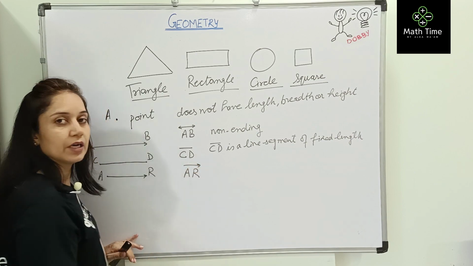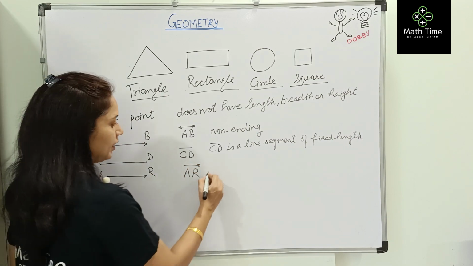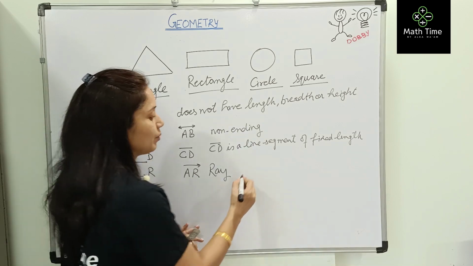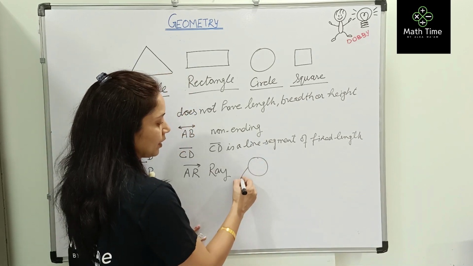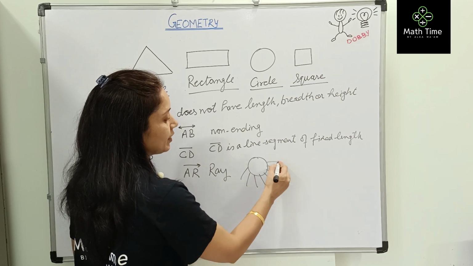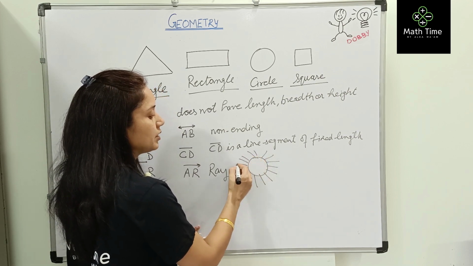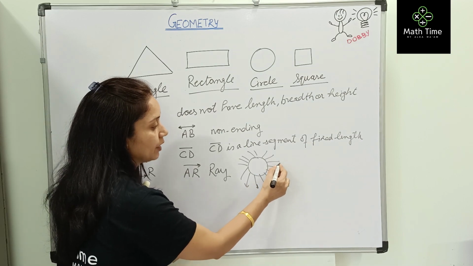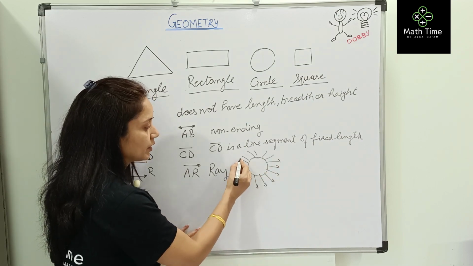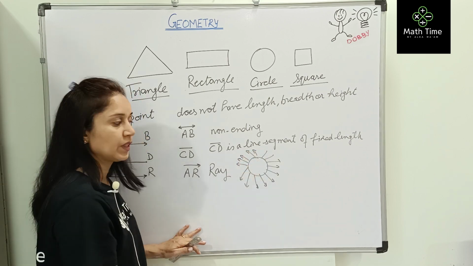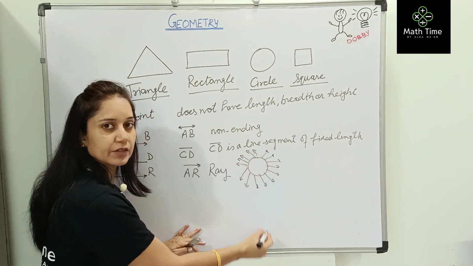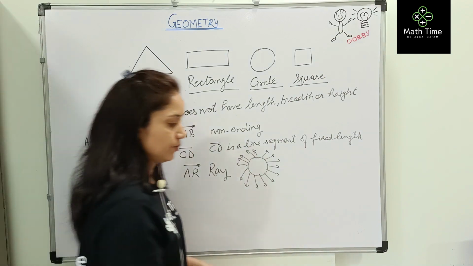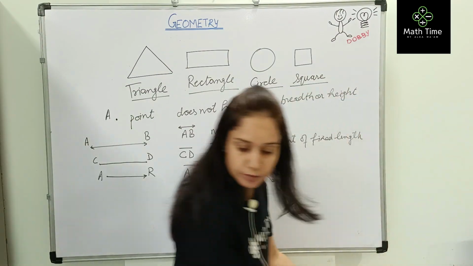So this is called a ray, with the symbol of a ray. Our sun is the best example. You can see our sun. We always say sun rays. So the sun is the point of origin and all the rays are coming in one direction only. It never goes back. So these are the sun rays having one origin and increasing in one direction. So it is a ray.